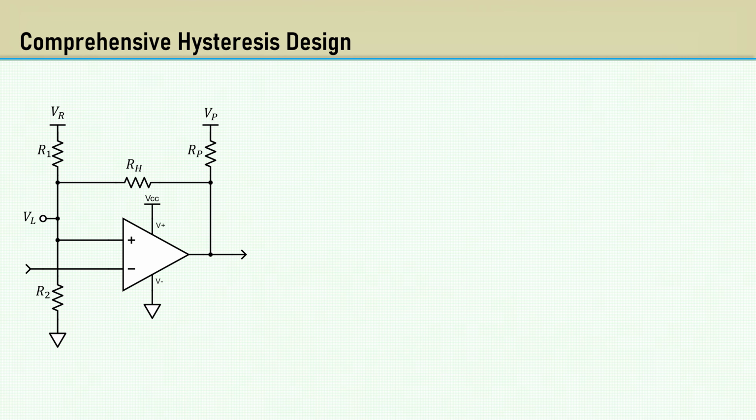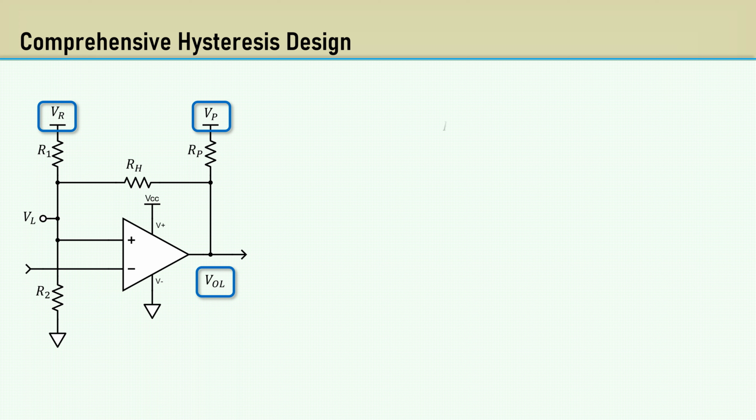In that video, we derived some equations to calculate component values for the resistors. It implemented the reference voltage as an independent variable. It implemented the pull-up voltage as an independent variable. It implemented the low-level output voltage of the comparator as an independent variable.